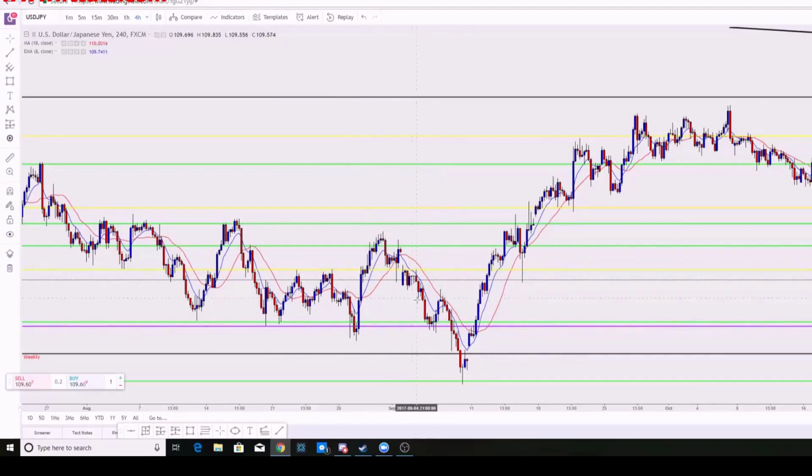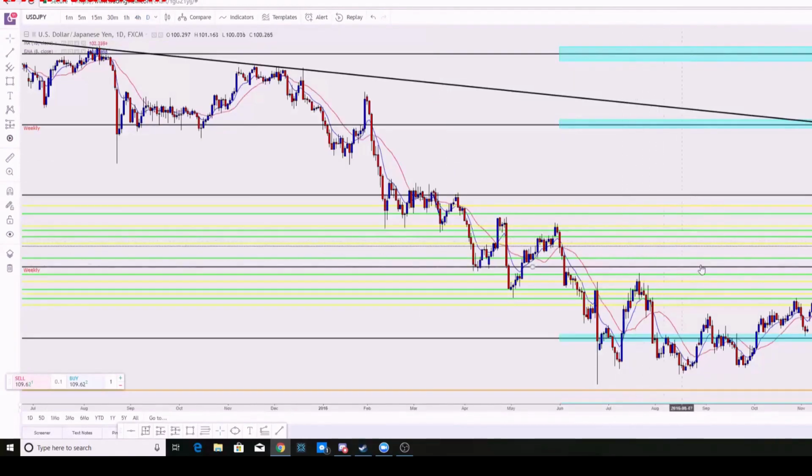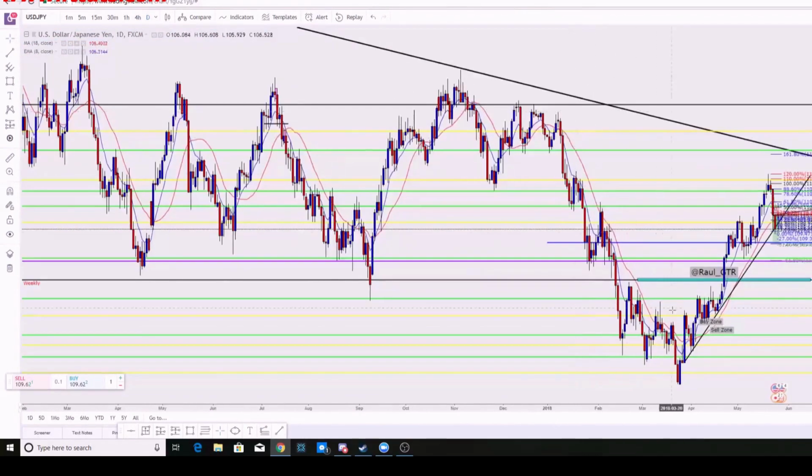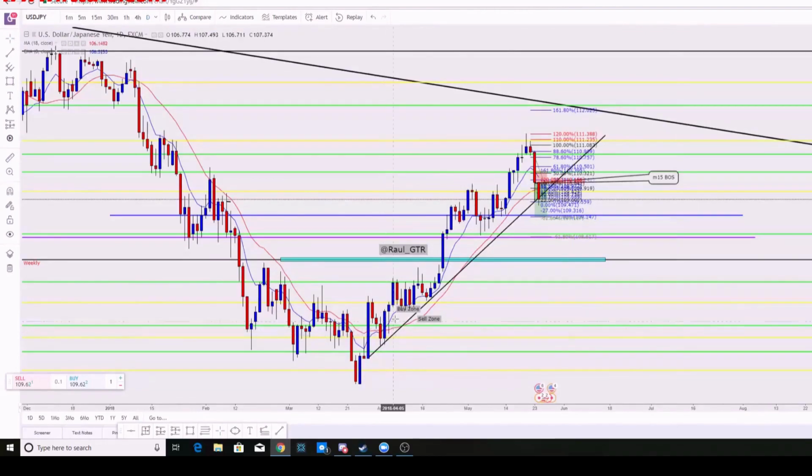You kind of want to block out any noise. This was a continuation, but this was also a break of structure here. So now the market started uptrending, blue over red EMAs the entire time. You can also verify what trend you're in on the daily time frame. So as you can see, all throughout UJ, blue over red EMAs the entire time.